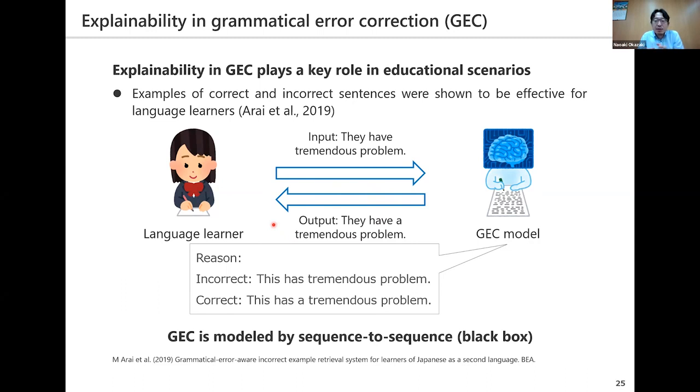For example, it is shown that an example of correct and incorrect sentences is effective for language learners. So in this research, we are interested in presenting a pair of incorrect and correct sentences that is relevant to the revised output. However, GEC is again modeled by the sequence-to-sequence architecture, which is a black box in general.